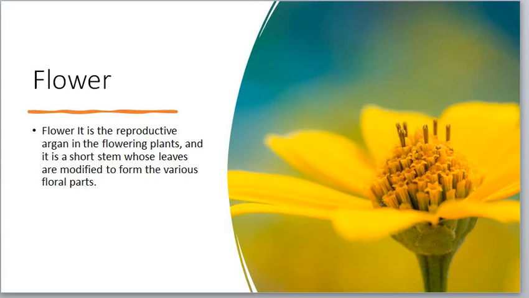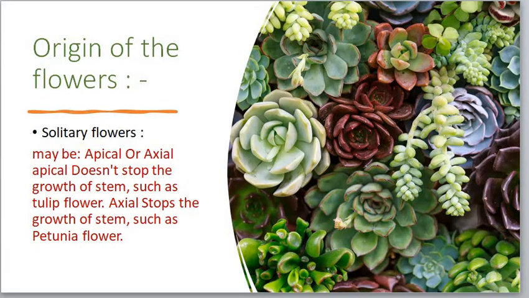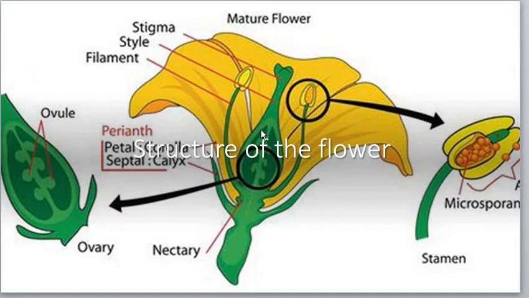What is the flower? The flower is the reproductive organ, and it's also a short stem whose leaves are modified into floral parts. Let's talk about the flower and the floral parts here. Let's get the structure of the flower. Here's the typical flower. It consists of a pedicel and a receptacle, which is the swollen part here.